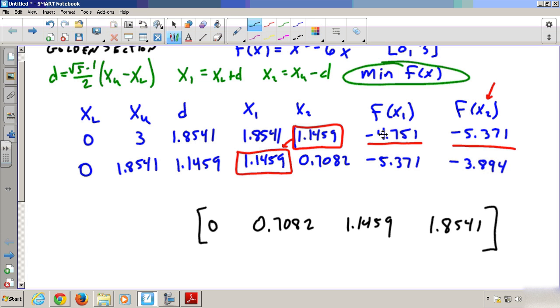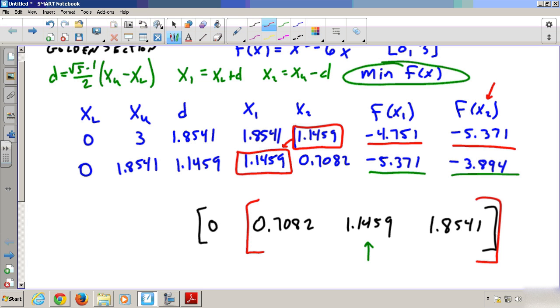Now, which one, X1 or X2, resulted in a lower function value? Well, it looks like X1 did, right? Because my X1 was 1.1459, and it resulted in an f of X1 of minus 5.371, which is lower than the minus 3.894. So X1 is the center of my new range. That is this value right here. So my new range is between that value and there.